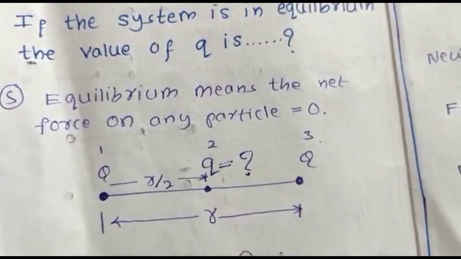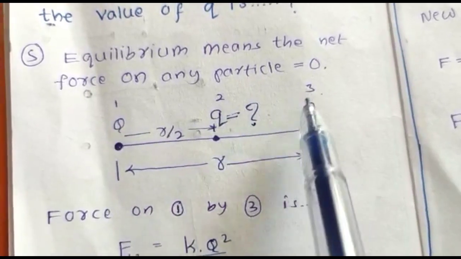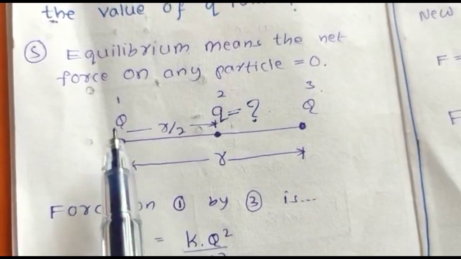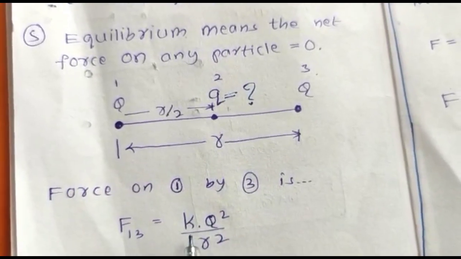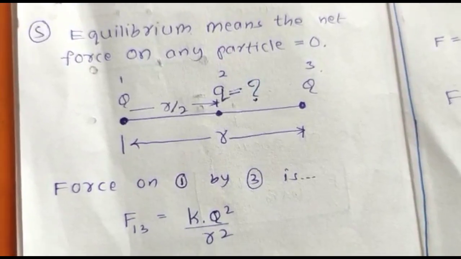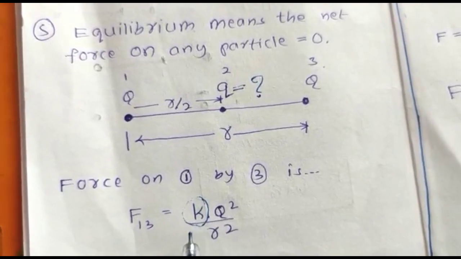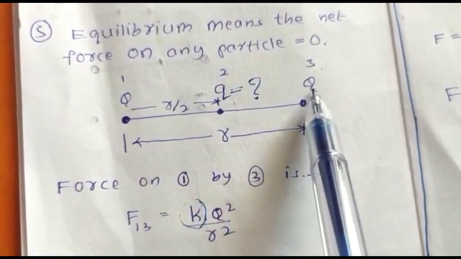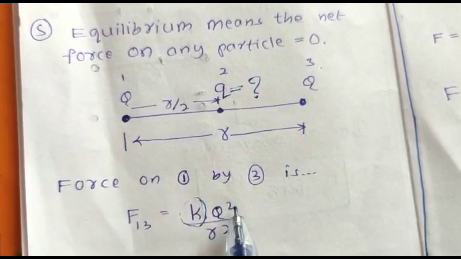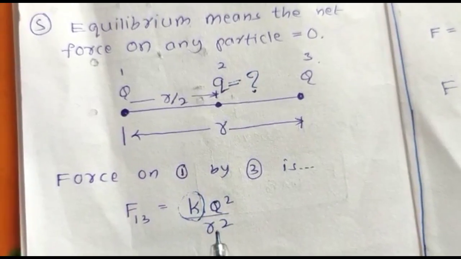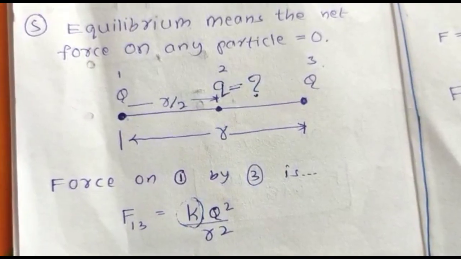Now in this case, let us calculate the force on the first charge applied by the second and third charges. The force on the first charge applied by the third charge is given by F13 is equal to K Q square by R square. How are we getting this? In place of 1 by 4 pi epsilon naught, I am substituting just K, and the first charge is Q, the third charge is also Q, so Q into Q becomes Q square, and the distance between them is R square. Therefore F13 is equal to K Q square by R square.